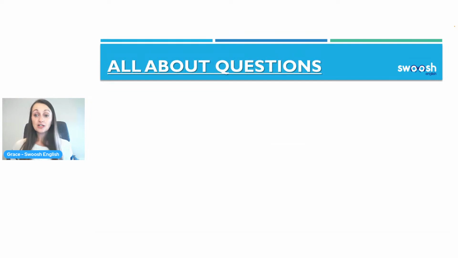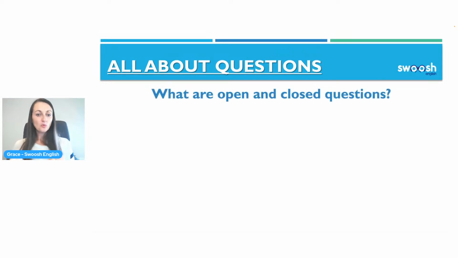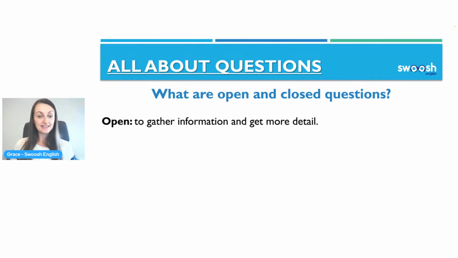Now we're going to talk a little bit about questions and then have a mini quiz. So what are open and closed questions? So 2 types of questions that you must be able to use during the role play, and you must know what type of question to ask and when. So first, we have open questions. Now we use these to gather information and get more detail.